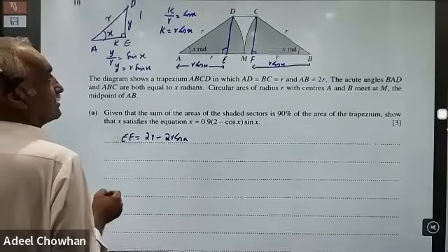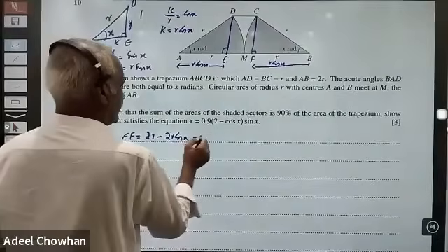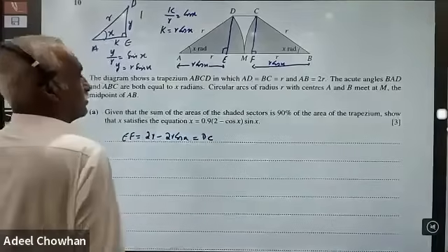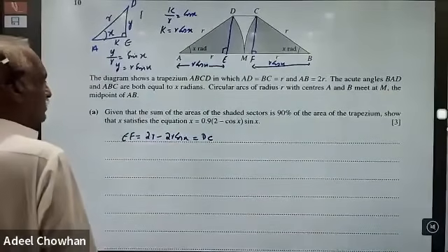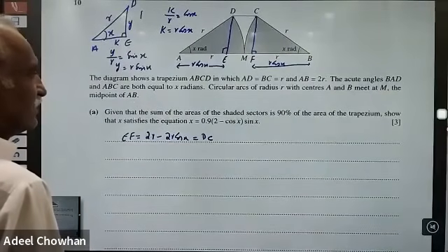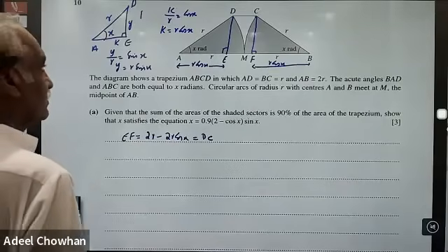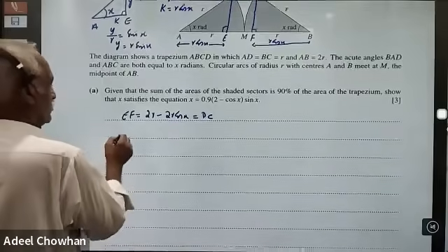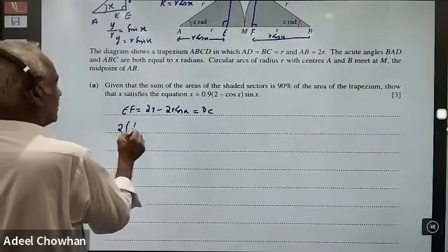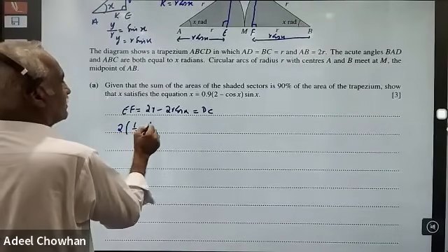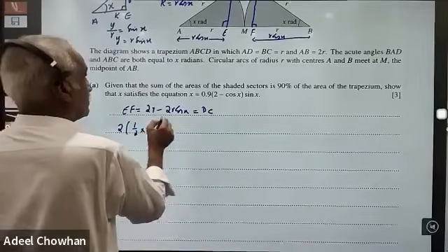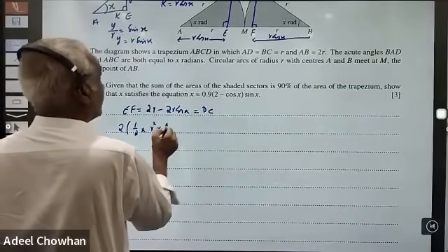Now that is equal to BC there. Now we are going to find out the condition according to that. The area of the shaded sector: the shaded sector is the two sectors, so that is equal to 2 into half, the radius is R, so R squared, into the angle between them, X.